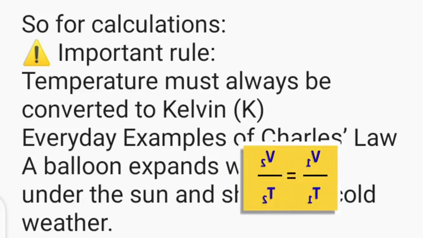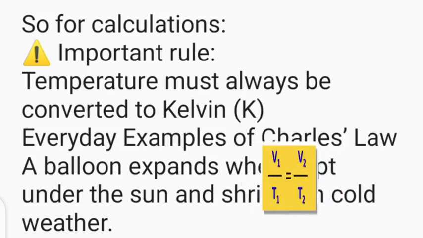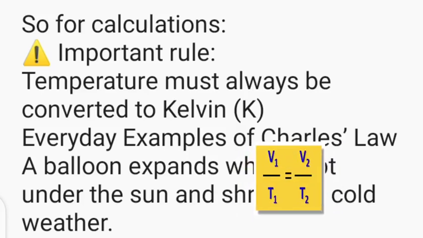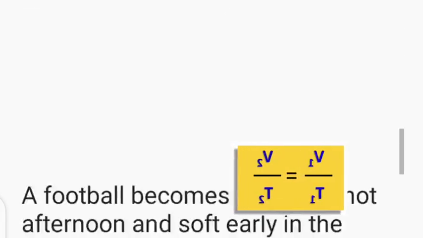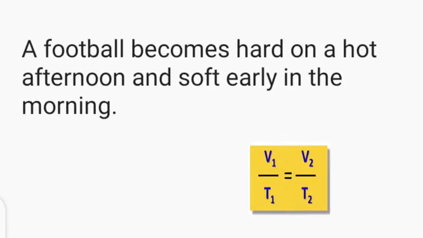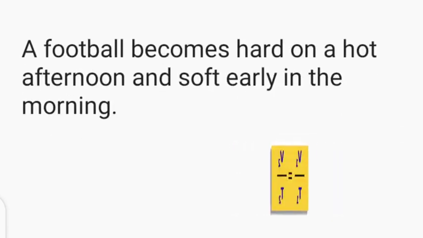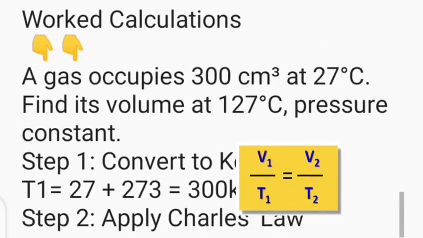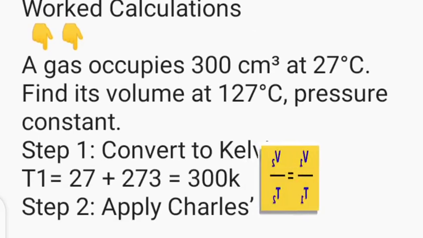An everyday example is when a balloon expands under the sun, and it shrinks when it's cool. All these things are concepts of Charles's law. So we are going to be looking at Charles's law. V is directly proportional to temperature. So we have V1 over T1 equals V2 over T2.